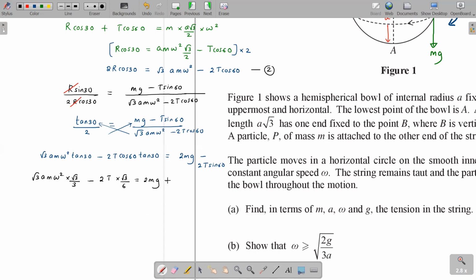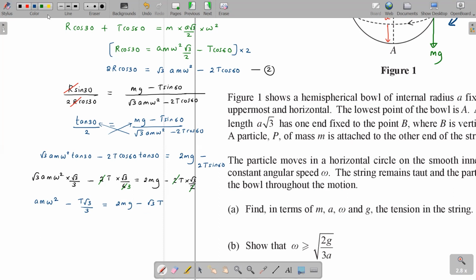Equals 2mg minus 2t sine 60 is root 3 over 2. Okay, so we can simplify things a little bit here. For example, I could cut the 2 and 2 here. This 2mg I don't need to do. This 2 and 6 I could cut with 2 times 1, 2 times 3. Here, if you guys can see, root 3 multiplies to give you a complete 3. That 3 and this 3 cancels. And you're only remaining with what? Am omega square. The 3 over 3 cancels. Minus t times root 3 over 3 equals 2mg minus root 3t.